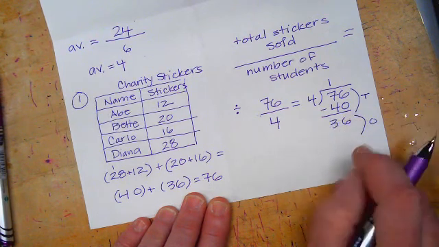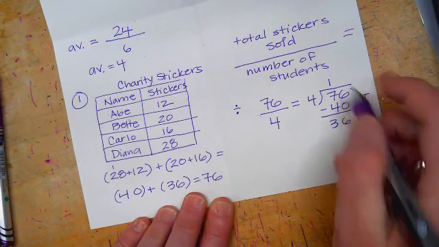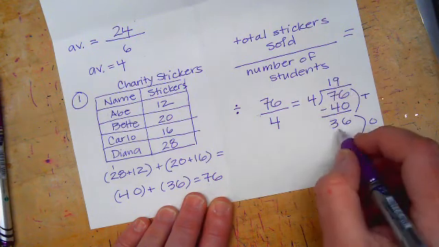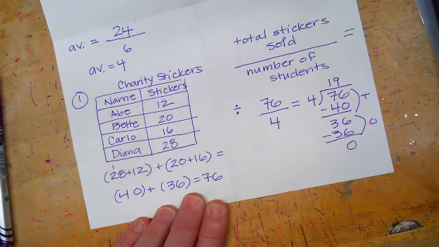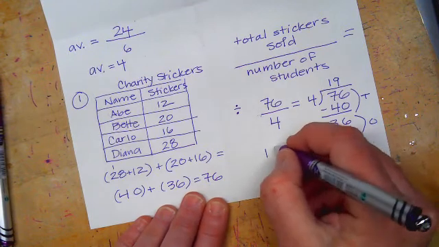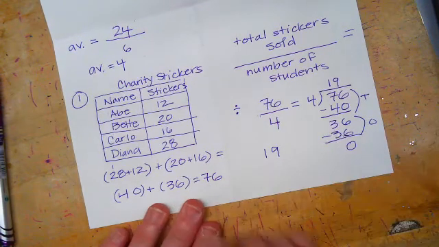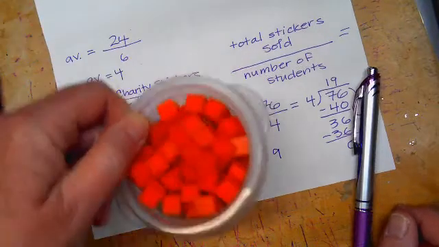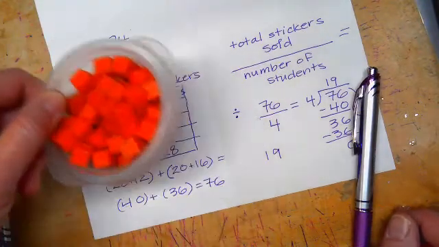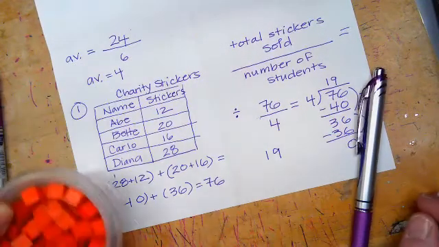Right? And we're going to have 2. This is our 10s. This is our 1s. We're going to subtract. We get 36. And now we say 4 into 36 goes 9 times. So our answer is the average is 19, right?